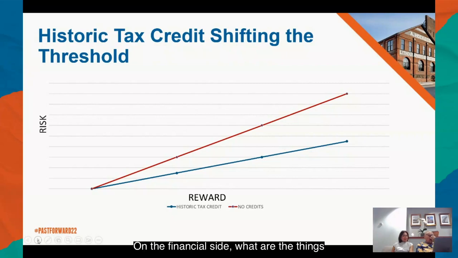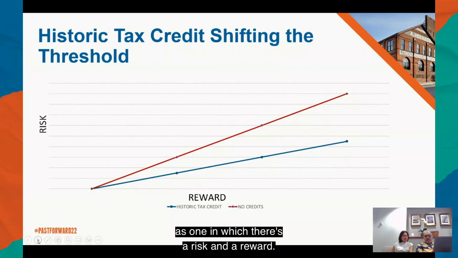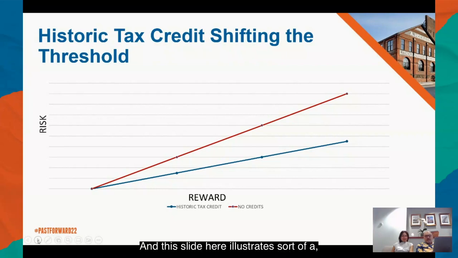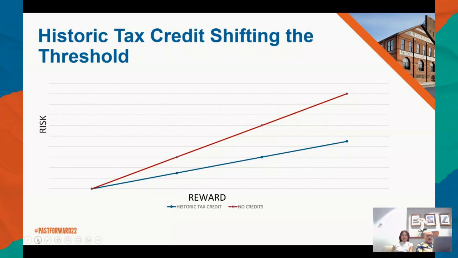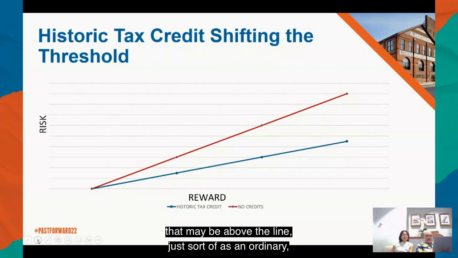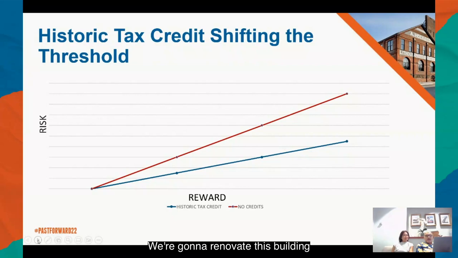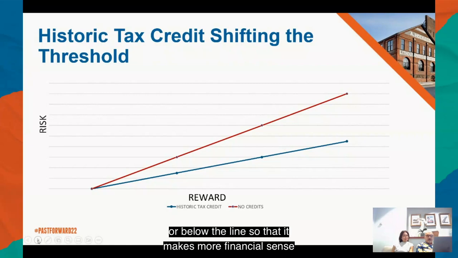On the financial side, if you think of a development project as one in which there's a risk and a reward, this slide illustrates, purely as an abstraction, the top line there: the risk above that suggests the project in that area is probably too risky for the level of reward. What the tax credit can do is shift a project that may be above the line, where we want to renovate this building and put it back into service, but it may not be cost effective or it may be too risky. When you factor in the tax credit, it can push that closer to the line or below the line so that it makes more financial sense to go ahead and do that.